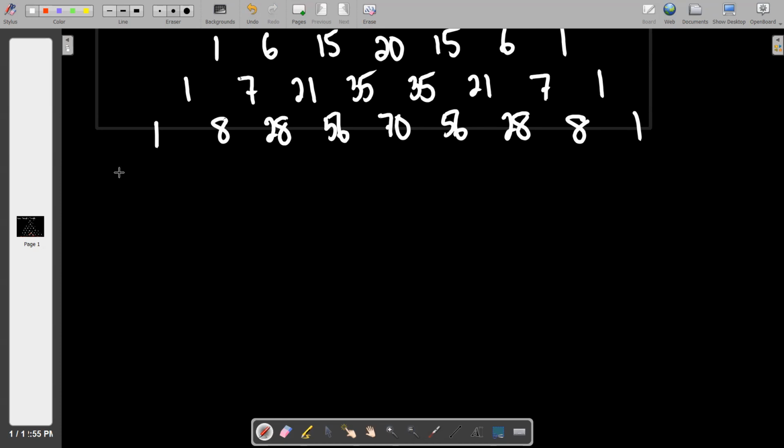Are you ready? Listo? Uno. Set. 36. 56. The next one, you just do 50 plus 20, which is 70. And then add the ends. 8 and 6 make 14. 70 and 14 make 84.